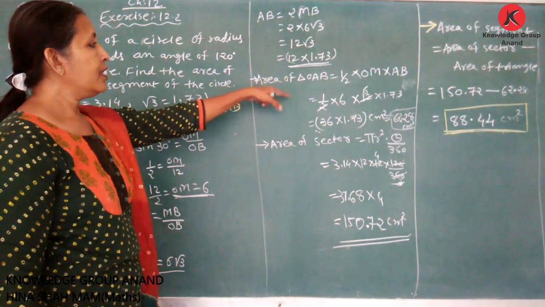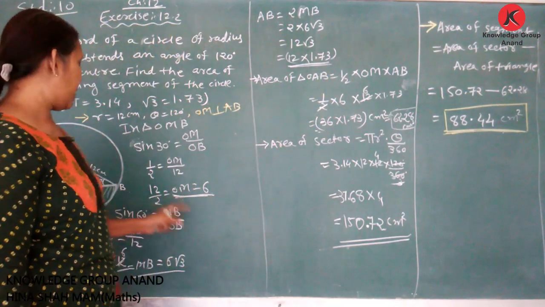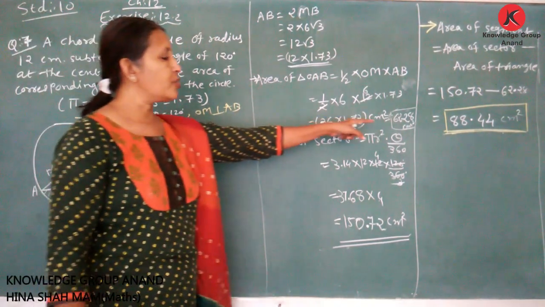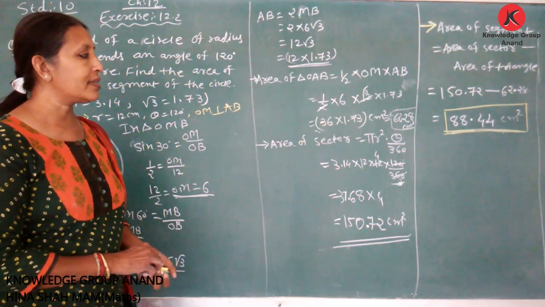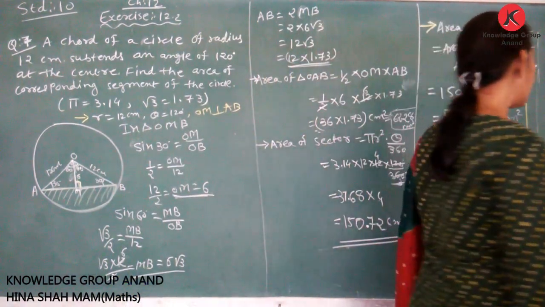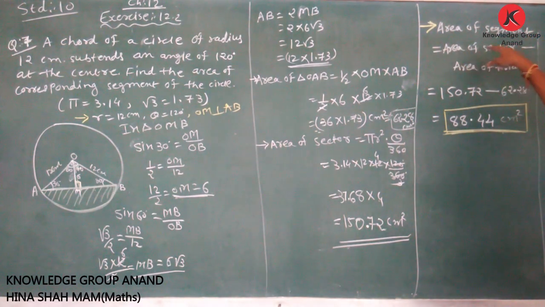Then AB is 12 root 3. Area of triangle is equal to 1/2 into base into height. Then we find 62.28 centimeters square. Area of sector, pi r square theta upon 360, is equal to 150.72 centimeters square. Now, area of segment is equal to area of sector minus area of triangle, which is 88.44 centimeters square. Question number 7 is completed here.